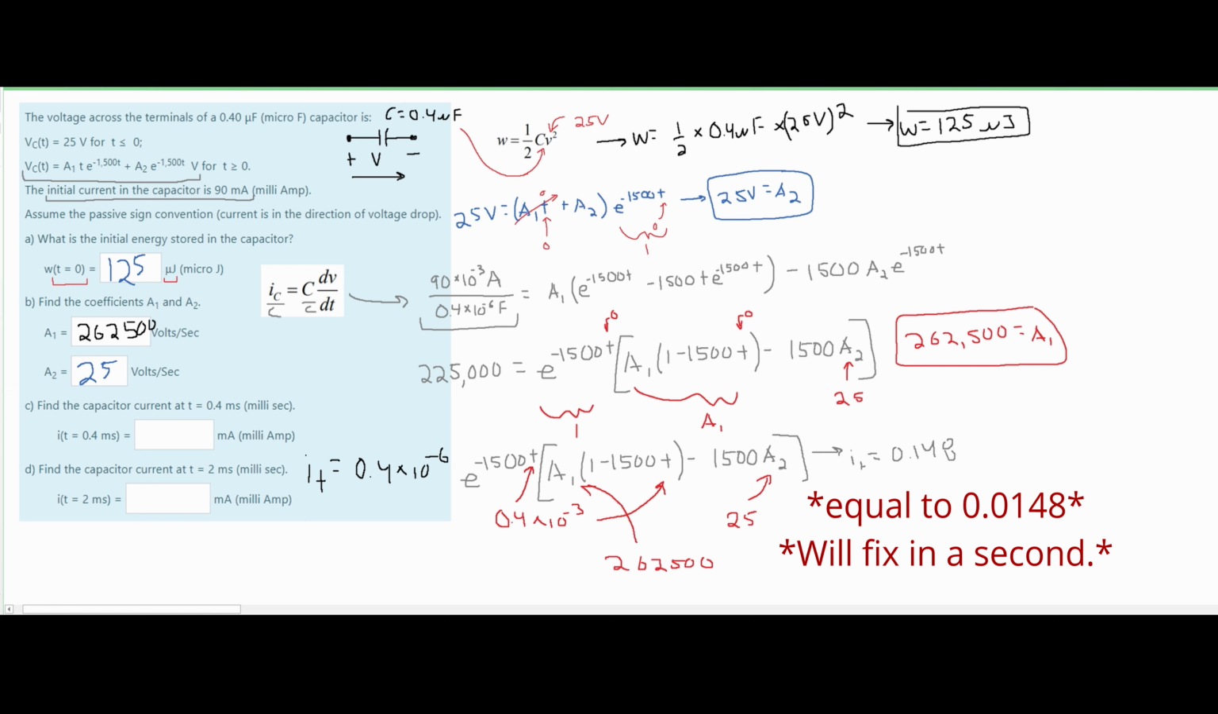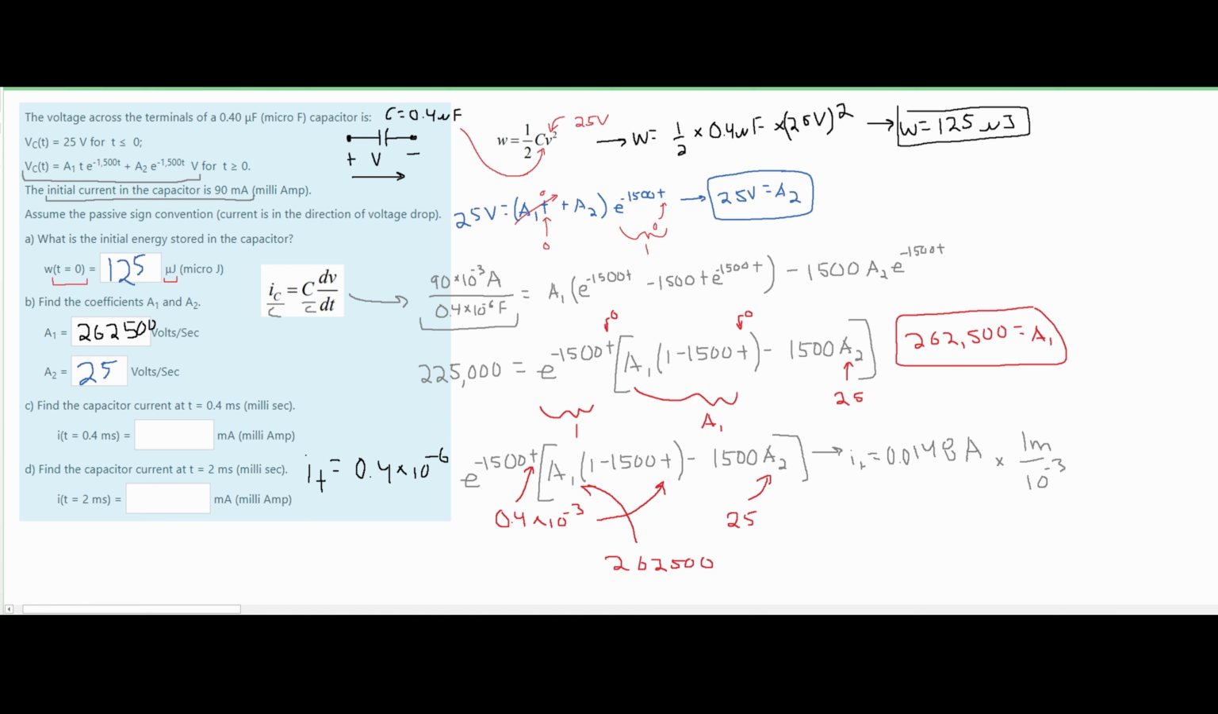0.148. However, we converted all of these to the normal units, so this would be in amps. And we want our answer in milliamps. So we're going to have to multiply this by 1 milli over 10 to the negative cubed, and then we're going to move the decimal over 3 places. But I put the decimal in the wrong place, of course, so now I fixed it. It's 0.0148 amps. And now if we move the decimal place 3 to the right, we are going to get 14.8 milliamps. And that is the answer for our first I of T.